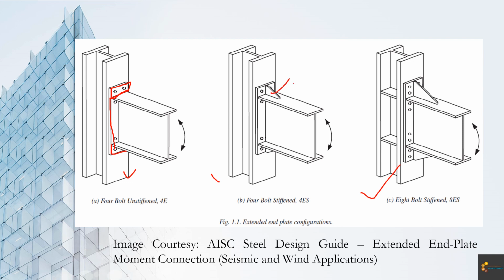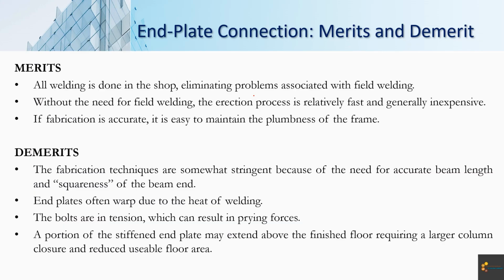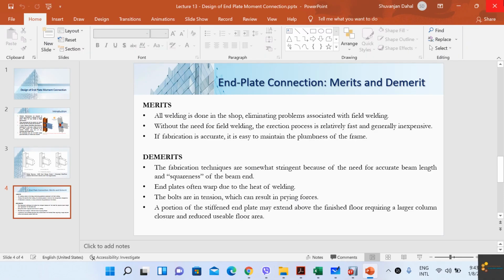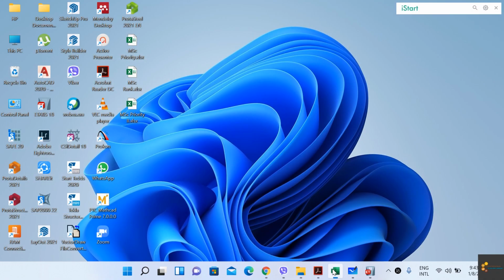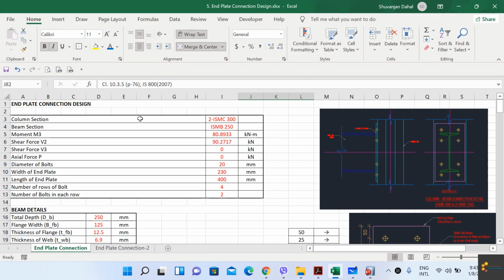Sometimes these stiffeners may also be used, and the use of these stiffeners may help in reducing the required thickness of this end plate. So there are different advantages and disadvantages of this end plate connection. Instead, let me now start with the Excel sheet that I have prepared for the design of this end plate. So let me just close this and then go to our Excel sheet here.